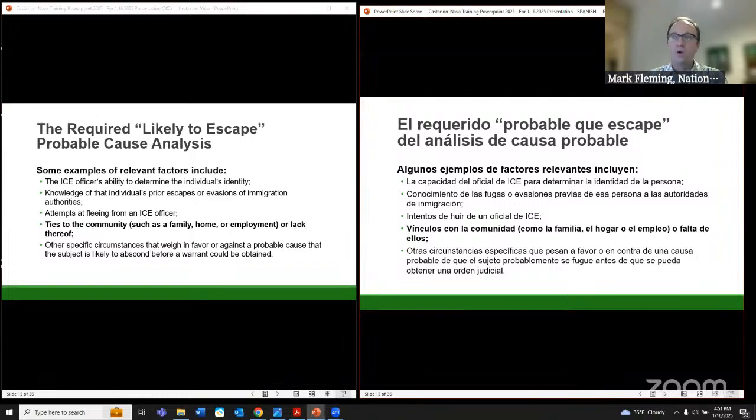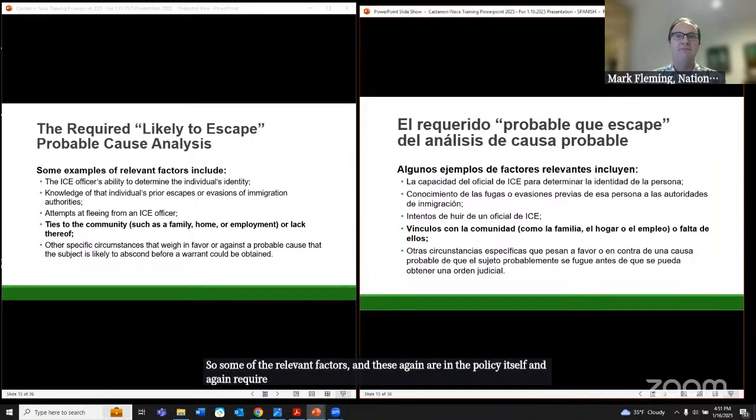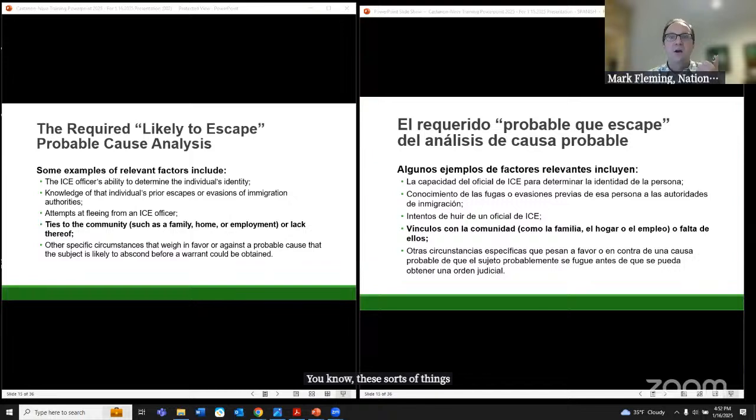So some of the relevant factors, and these again are in the policy itself, and again require ICE to document after the arrest, is one, was the officer able to identify the individual? And this can obviously cut both ways. If they are able to identify them because they provided identification, these sorts of things, that obviously cuts against the notion that they are likely to escape.